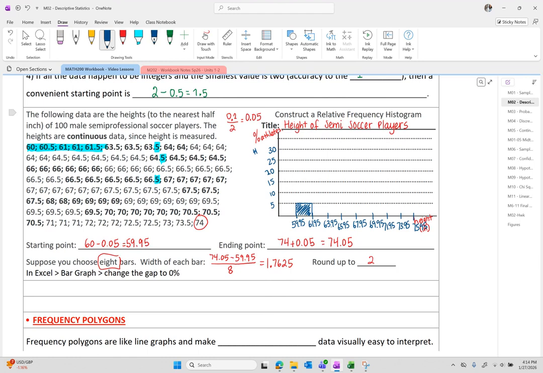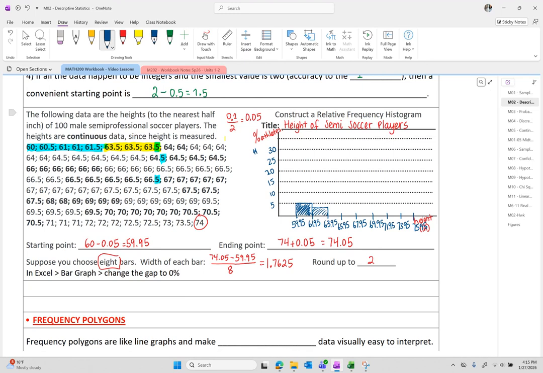And then for the next bracket, I am from 61.95, so say 62, to 63.95. So 62 to 63.95, I don't have anything. I just have 63.5, 63.5, 63.5. There we go. I only have 3. So my 3 would be, maybe that's a 4. So let's try a little closer to the middle. So that will be my next bracket.